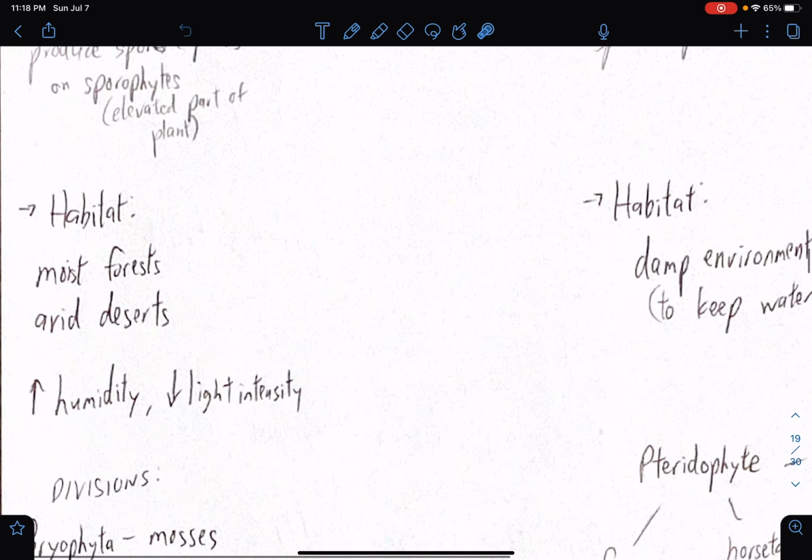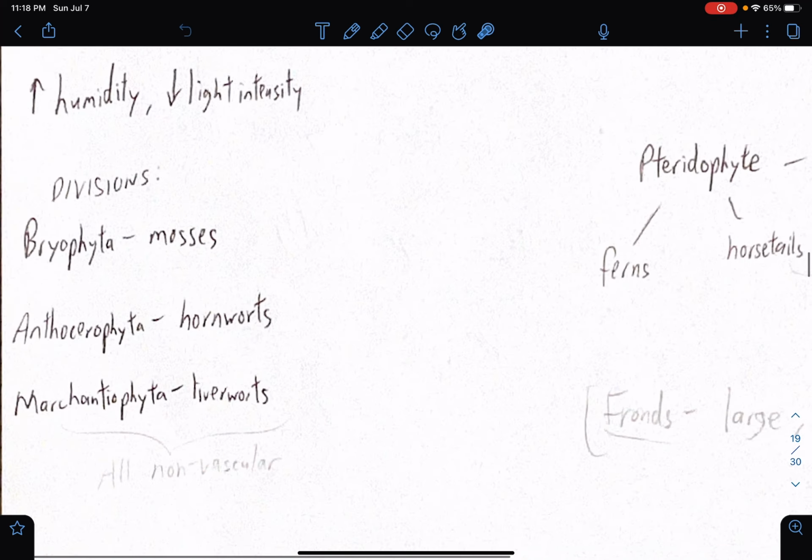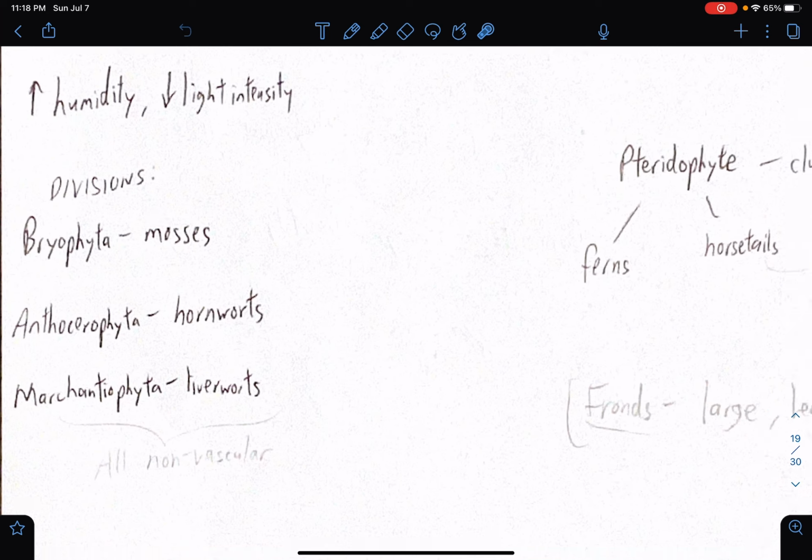Sporophytes are basically the elevated part of the plant. So what's the habitat? Where do they live? Basically, they live in moist forests and arid deserts, places where there is high humidity and low light intensity. So divisions, we have Bryophyta, mosses, Anthocerophyta, hornworts, and Marchantiophyta, liverworts. All of these have in common that they are all non-vascular.